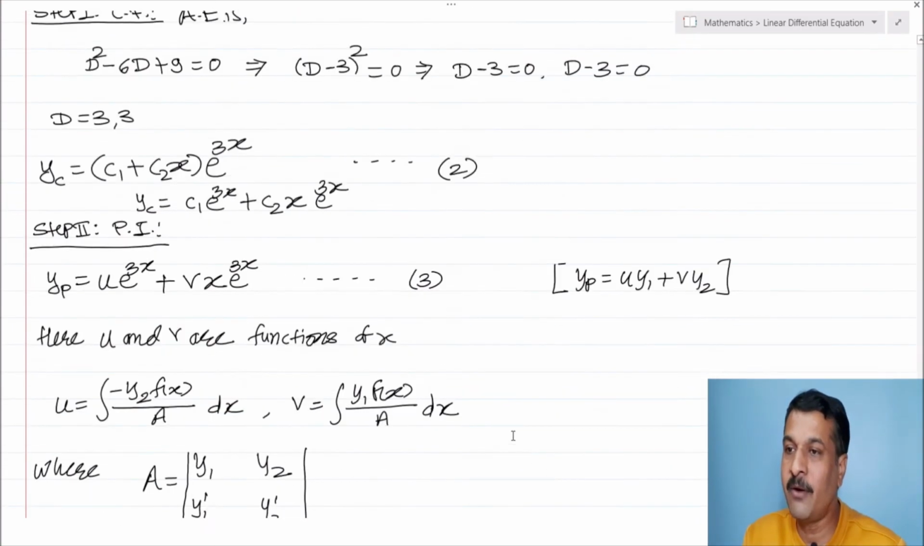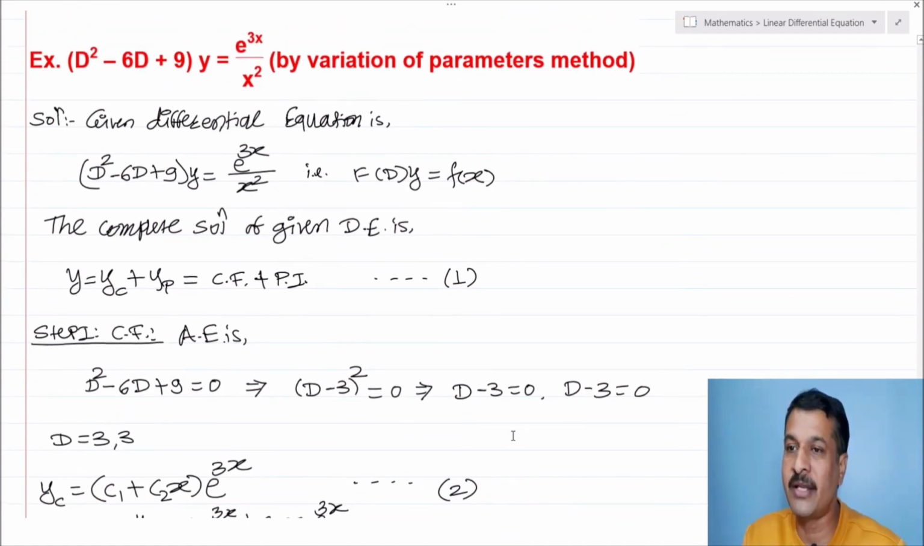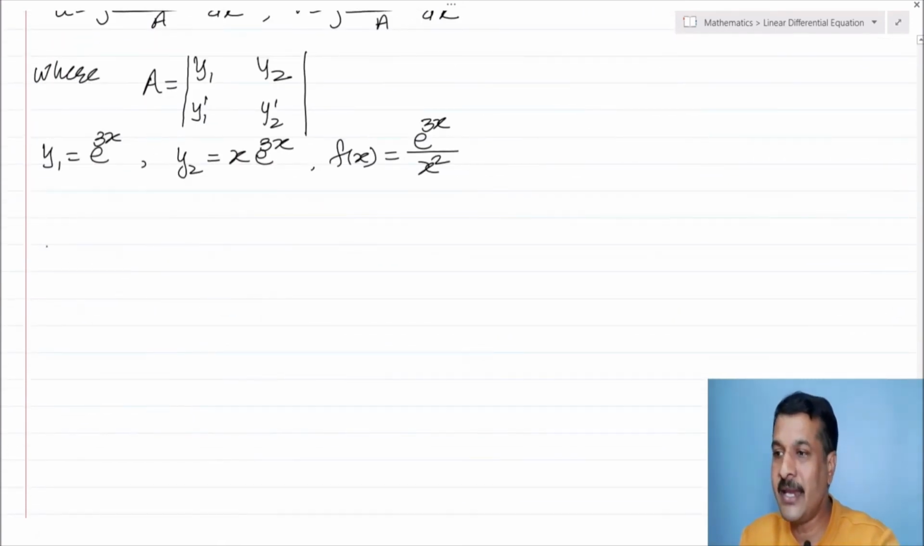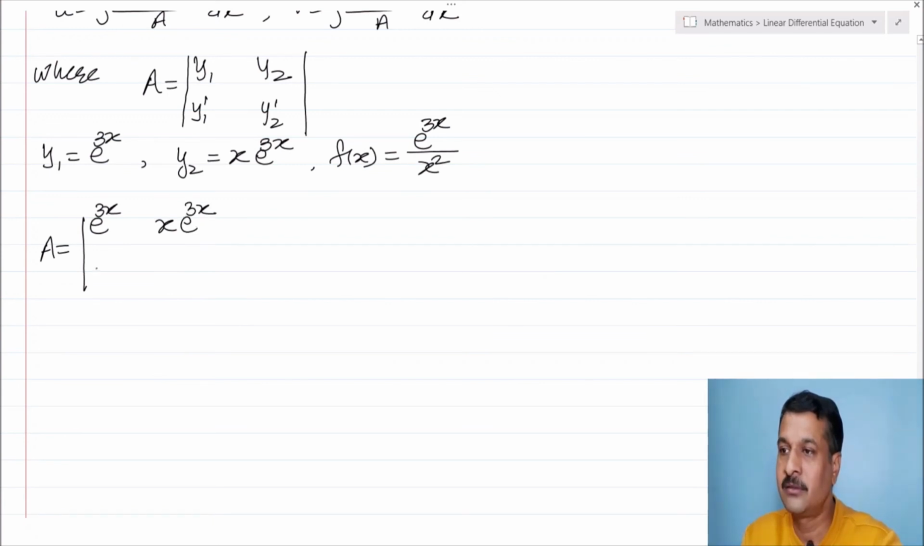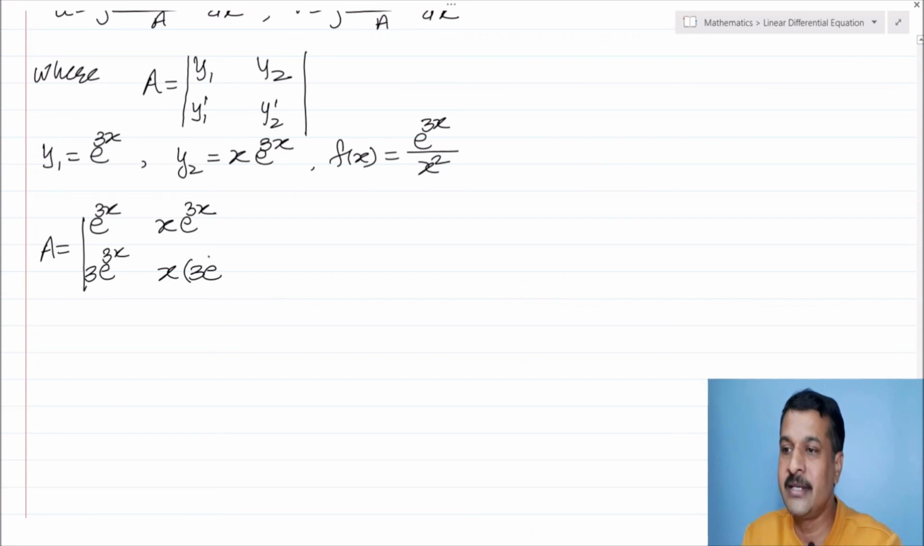So what about this f of x? It is the right hand side function of x, e raised to 3x upon x square. So first you always find the Wronskian, that is A, and it is nothing but y1, which is e raised to 3x, y2, which is x e raised to 3x. y1 dash, the derivative of y1, is 3 e raised to 3x, and the derivative of y2 is found by the u into v rule. First constant, derivative of second, it is 3 e raised to 3x, plus second constant, derivative of x is 1. So solve this determinant.